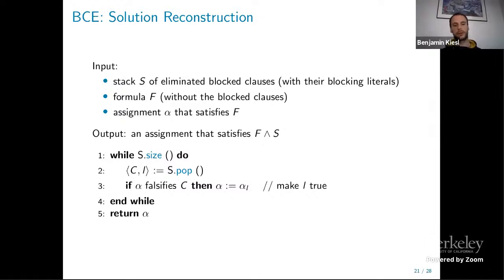If it doesn't falsify your clause, then you're fine. Your assignment satisfies the formula even if you add C. And if not, you just make the blocking literal true. And that's it. It's guaranteed that this satisfies the outcome. You do this continuously until you're done with all your clauses, and then you return the assignment and you're fine. Why this works is based on the proof that I mentioned, why blocked clauses are redundant and can be removed.